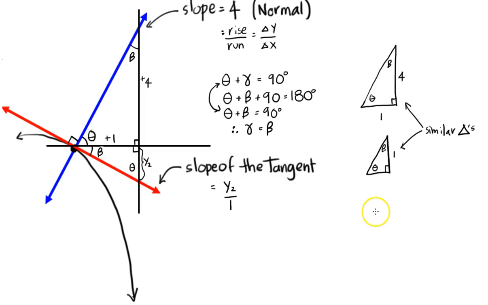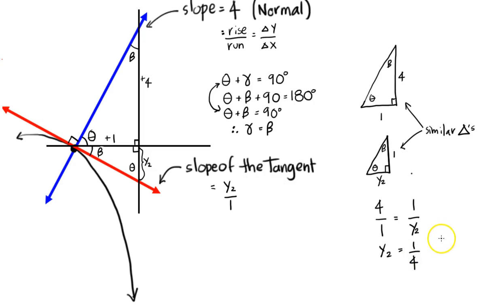What does that tell me? Well, quite simply, I'm looking for y here. The ratio of the sides should be equal. So 4 over 1, the two long sides, should be equal to the ratio of 1 over y, and I should say this is y2, by the way, these are y2s, just to make it clear. y2 then must be equal to 1 over 4.